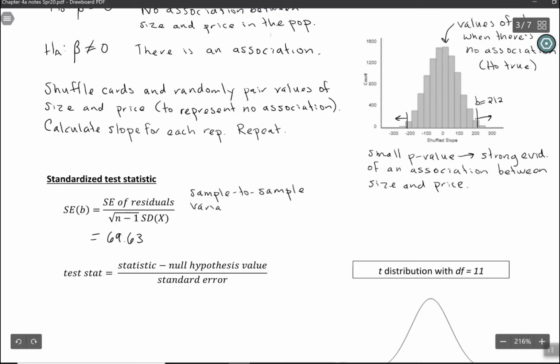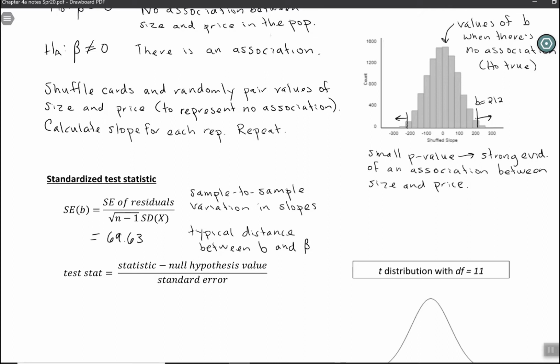variation in the slopes. Basically you're imagining if everybody took their own sample from the same population and everybody calculated a slope, how much variation would we expect to see? You can also think of this as the typical distance between the sample slope, b, and the population slope, beta. So how far off do we expect the sample slope to be from the population slope? It's a way of saying how precise is our estimate of the slope.